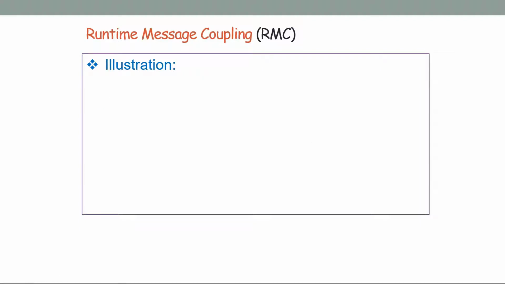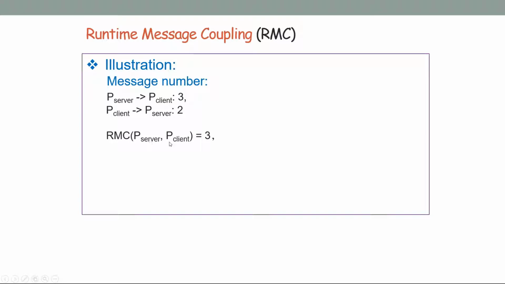Here is an example of computing the system level RMC. In the figure, I suppose the server sent 3 messages to the client and then received 2 messages back from the client. So the process level RMC from server to client would be 3, and from client to server would be 2. So n would be 2. Then the system level RMC is 2 plus 3 divided by 2, so it will be 2.5 here.